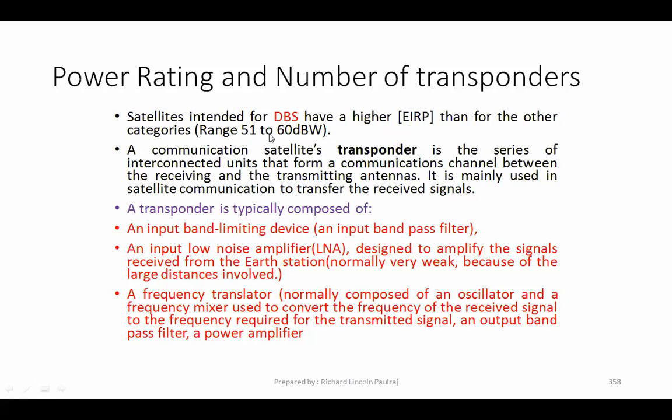Satellites intended for DBS have higher EIRP than other categories. Okay, so those which are intended for DBS do have higher EIRP. Its range is from 51 to 60, which is substantially high.